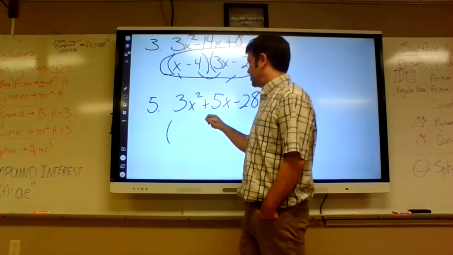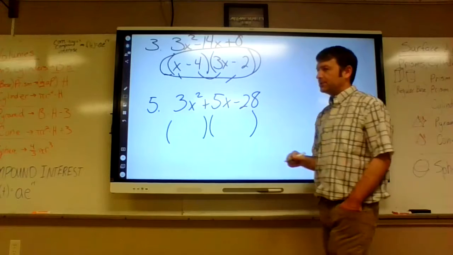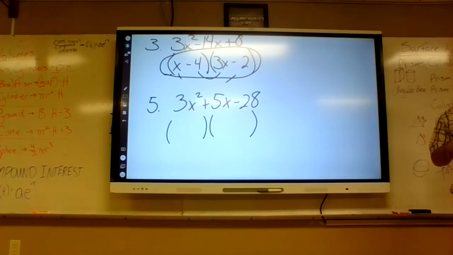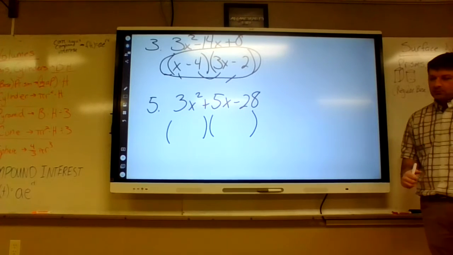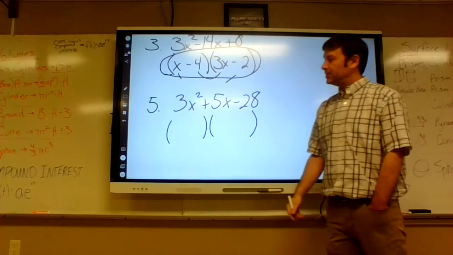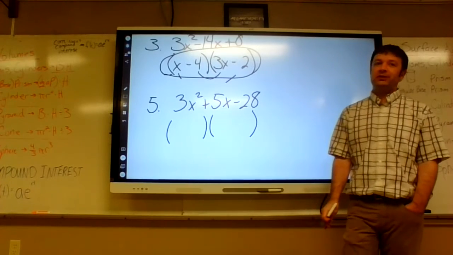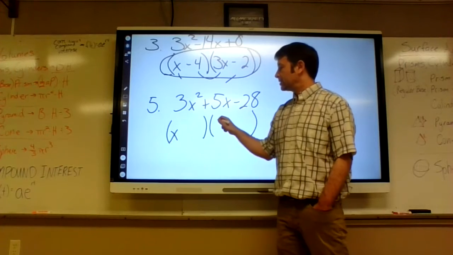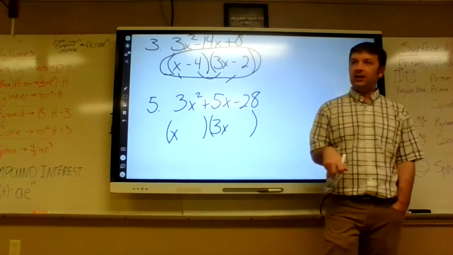This is one of the more challenging things you guys will do in Algebra 1. Some Algebra 1 books don't even have it. They only have it in Algebra 2 sometimes. You guys are in the big leagues now. Alright, what goes in the front? x and 3x, or 3x and x, either one.